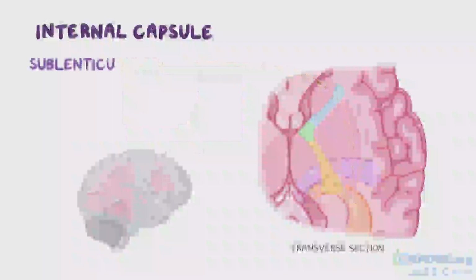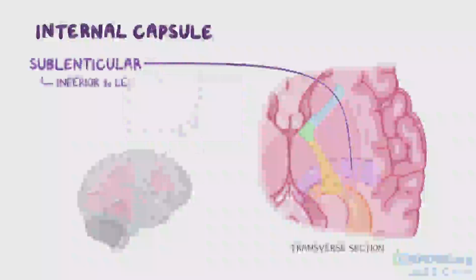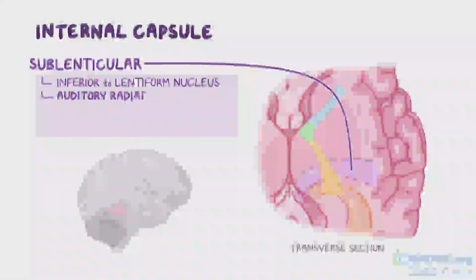Lastly, the sublenticular part of the internal capsule is located just inferior to the lentiform nucleus and contains the fibers of the auditory radiation, which originate from the medial geniculate nucleus of the thalamus and spread towards the primary auditory cortex of the temporal lobe.